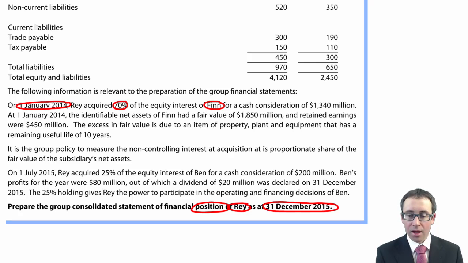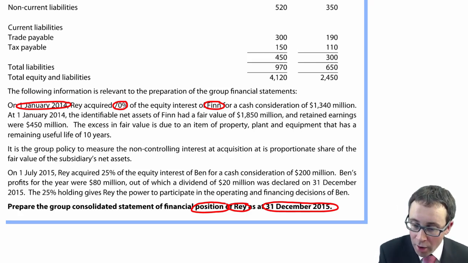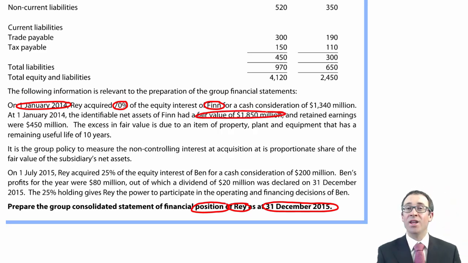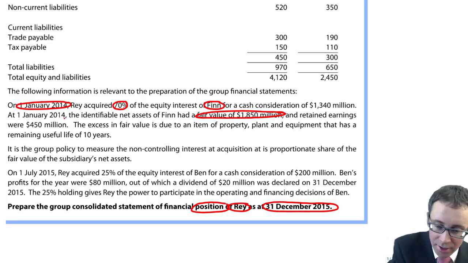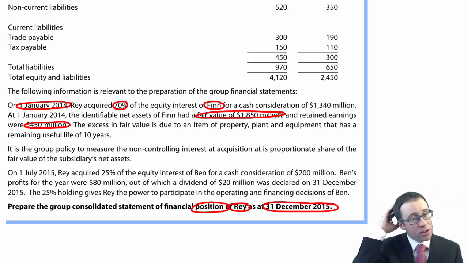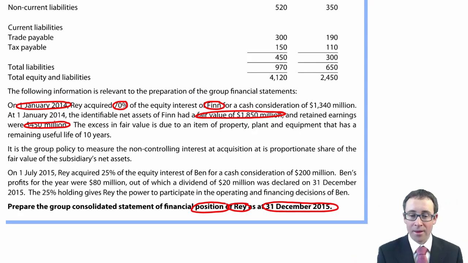Wow, that's a lot. The identifiable net assets had a fair value of 1,850. So it's actually telling us the fair value of the net assets. That's a common way of giving you the information within a P2 exam question. It tells you the fair value of the net assets. It tells us that the retained earnings were 450. So we can have a look in a moment at what the share capital and the share premium may be.